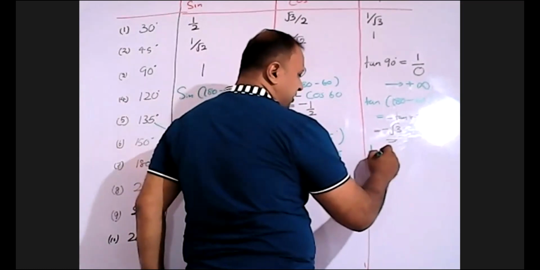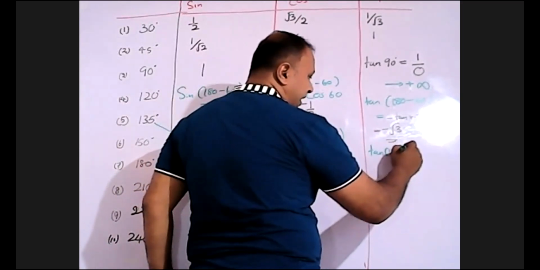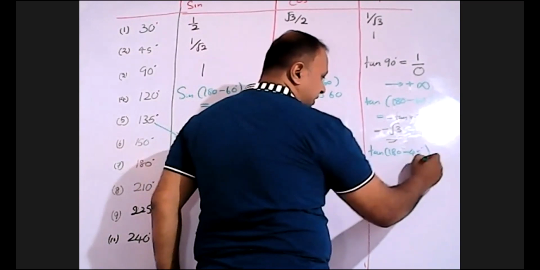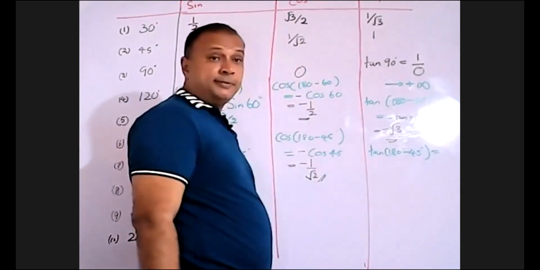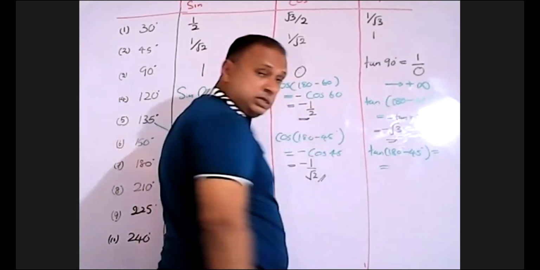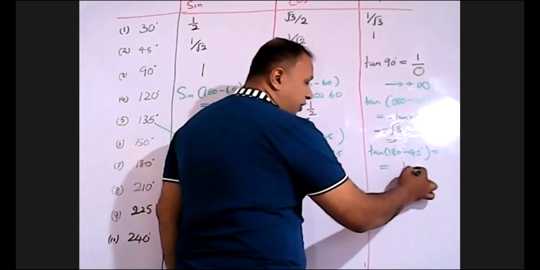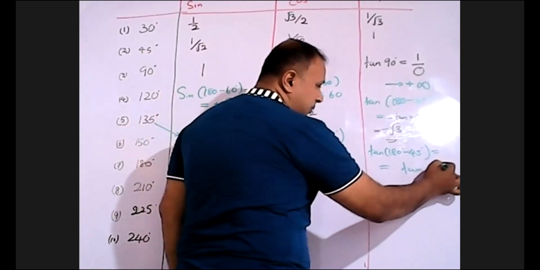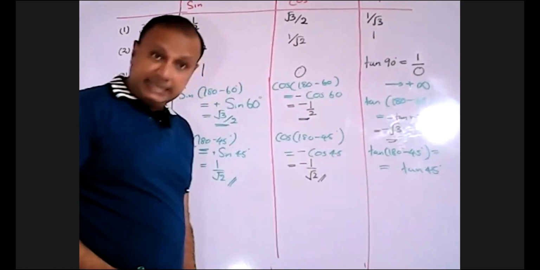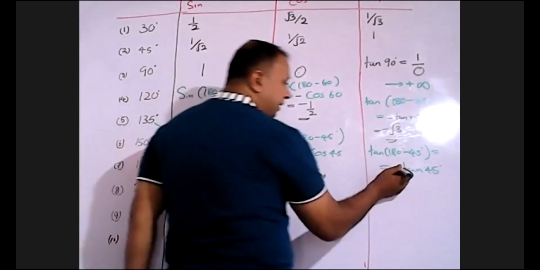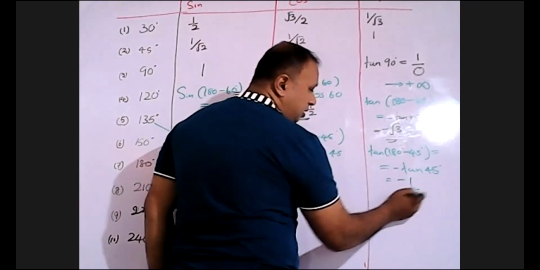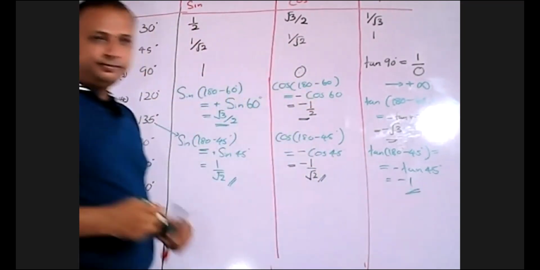Therefore, tan 135 is equal to tan of 180 minus 45. That means this is equal to tan 45. This angle is in the second quadrant. Tan values are negative. Therefore, it is equal to minus 1.